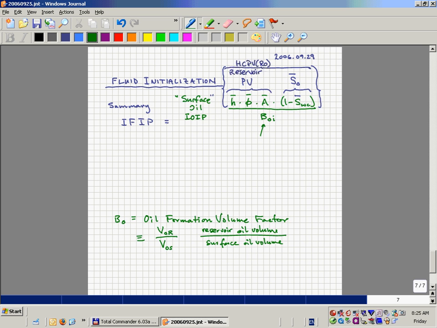Okay? So the B factor for the soda pop is not very big. It's like 1.001 or something. It doesn't shrink very much. But in oil, it can shrink as much as a factor of 3. Smørbukk Sør, out here, close to a factor of 3.